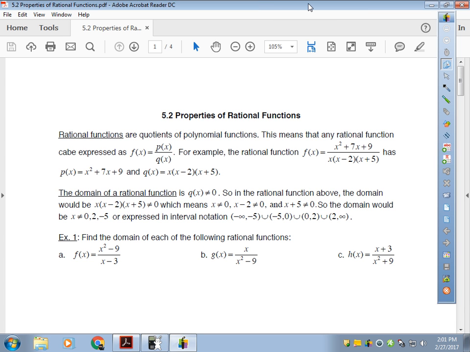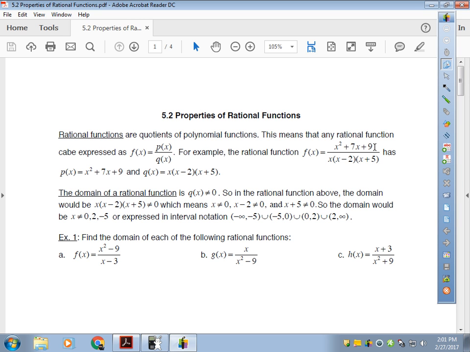So this is section 5.2, which is about the properties of rational functions. Rational functions are quotients of polynomial functions, which just means that they're a function that can be written as p of x over q of x, where p of x is a polynomial and q of x is a polynomial. A good example of this is f of x equals x squared plus 7x plus 9 over x times x minus 2 times x plus 5.